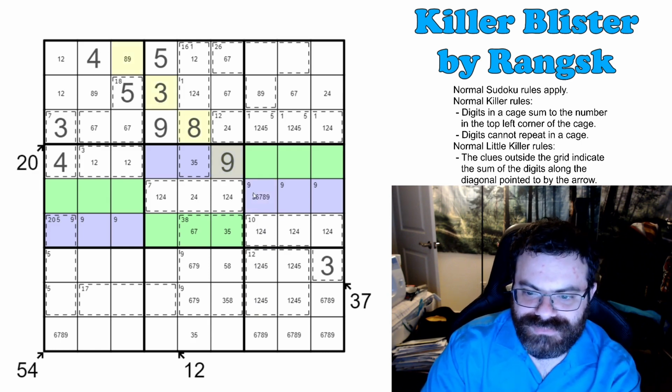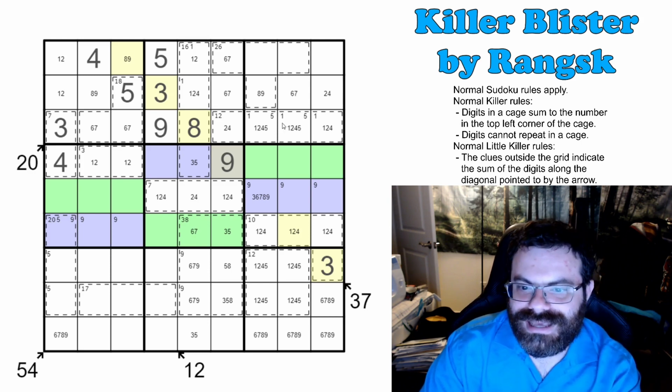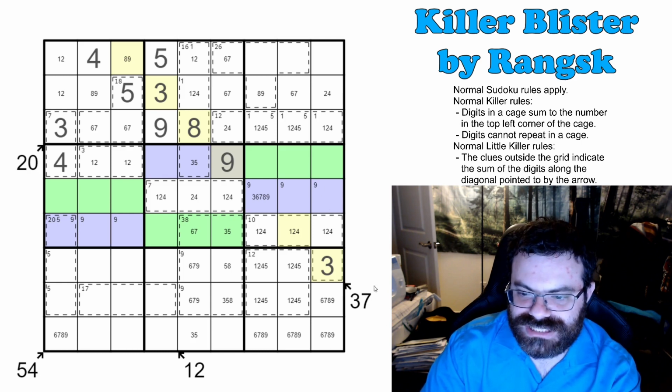Now, let's add up these cells. Let's add up the minimum values for each cell. So starting here, we've got 3 plus 1 is 4, plus 9 is 13, plus 8 is 21, plus 3 is 24, and then plus 8 is 32. And so we need to get to 37 exactly. And so we would need a 5.